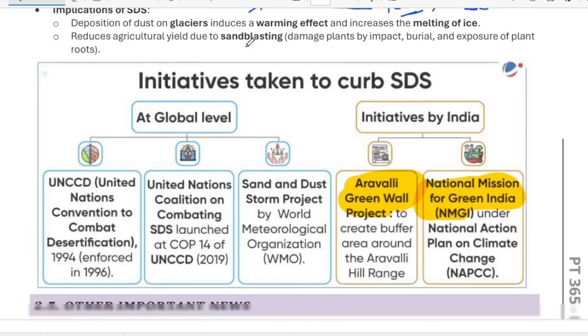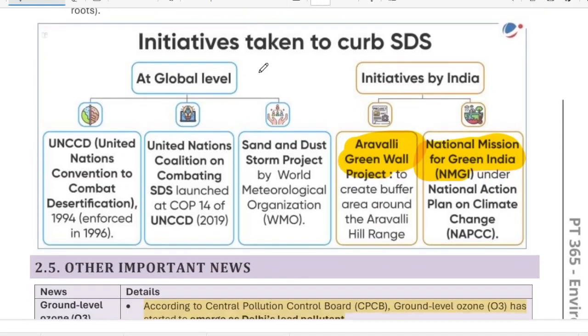Okay, now what are the initiatives? This is very insignificant, but still at the global level, some of the conventions are indirectly related. Now, the initiatives that have been taken by India are the Aravali Green Wall project and the National Mission for Green India.